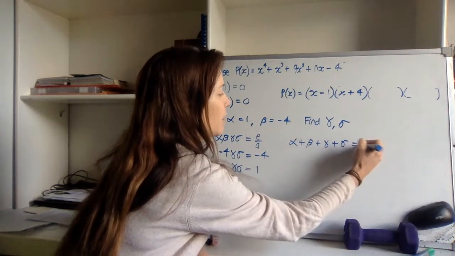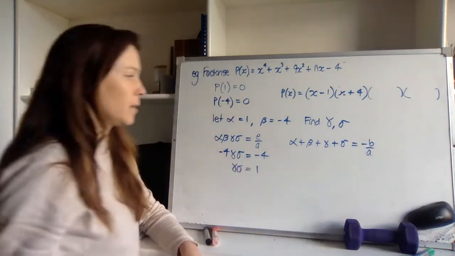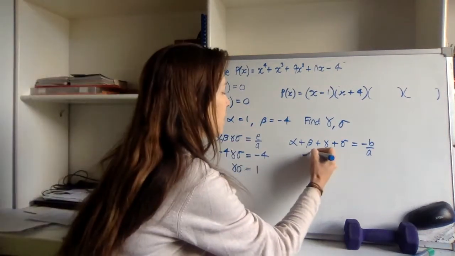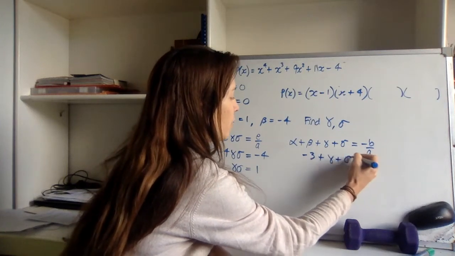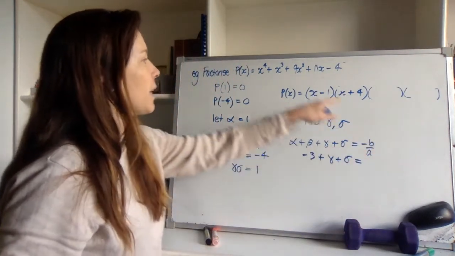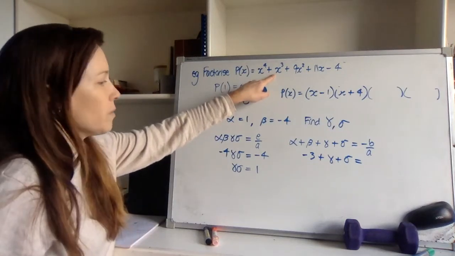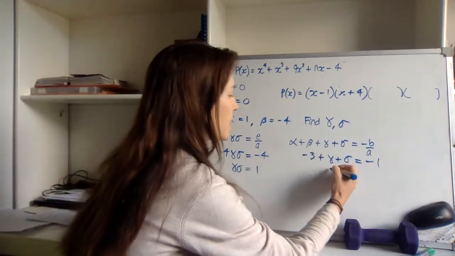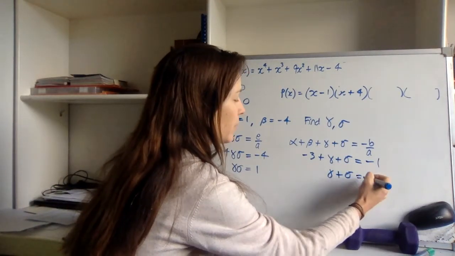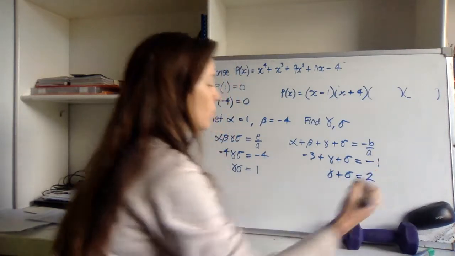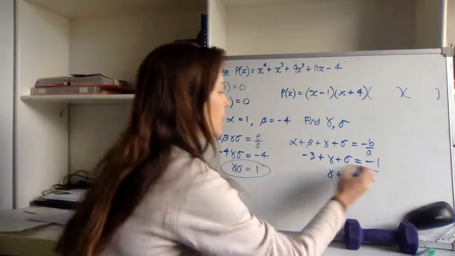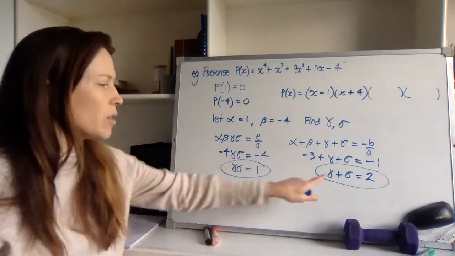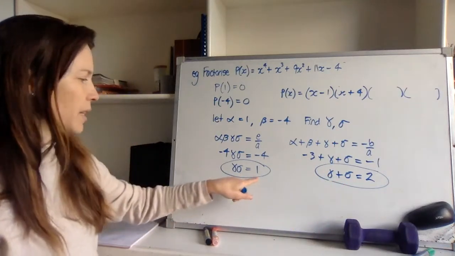Now, quick confirmation by using my sum of zeros, I know that alpha plus beta plus gamma plus delta is going to equal -b over a. And subbing in what I know, if I have 1 plus -4, that's -3, plus my other two roots that I don't know yet, that's going to equal -b on a, and b is 1. So this is going to be -1. Now, adding 3 to both sides, I can see that gamma plus delta needs to equal 2. So these are the equations I need to solve simultaneously. I think you'll agree this is a very easy simultaneous equation to solve. I need two numbers that add up to 2 and multiply together to make 1.